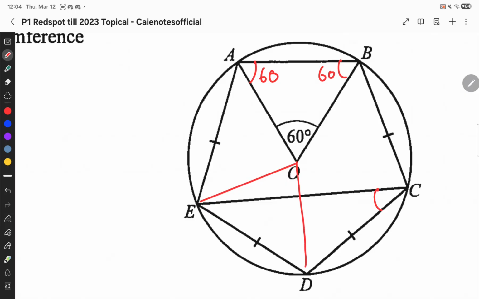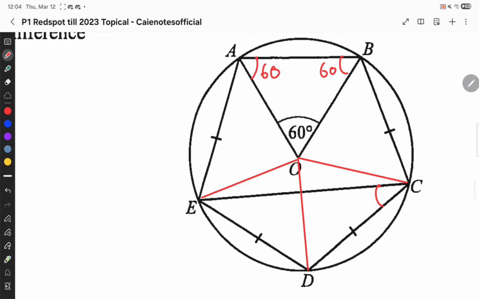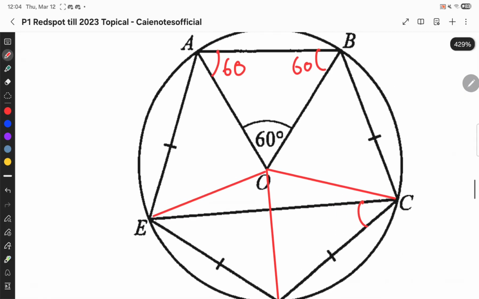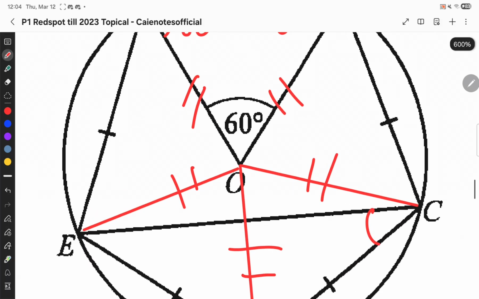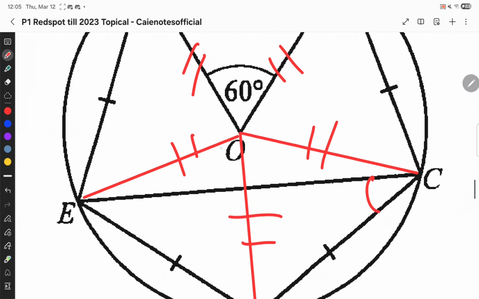Okay, if we make radiuses, now these are 4 triangles, and these all 4 are the same. Why? Radius, all of them are radiuses. So this will be 4x, this here. So this is 360 minus 60, which is 300. 300 over 4 is 75. So every one of these is 75.